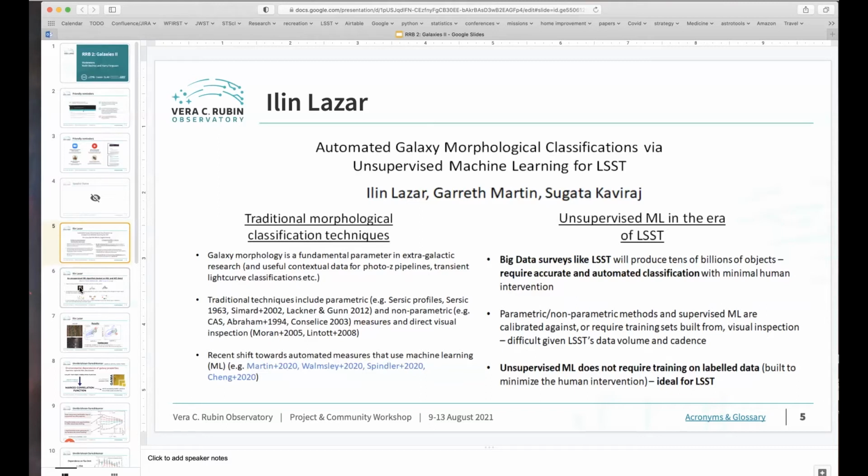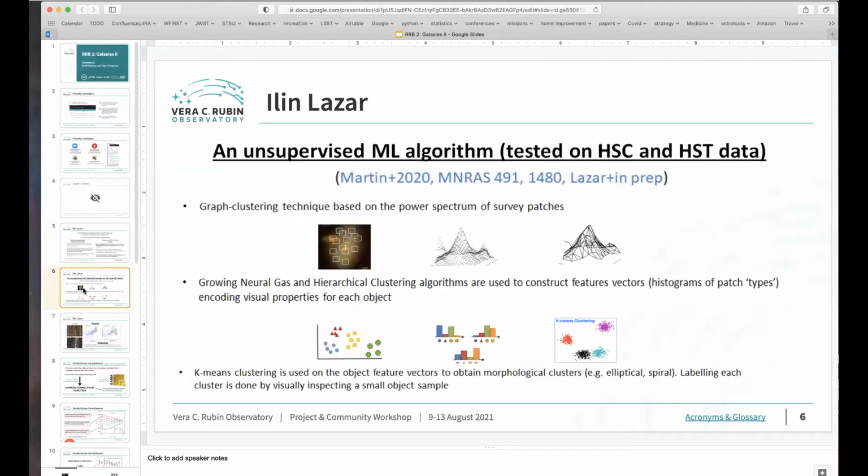On the other hand, unsupervised machine learning provides more advantages and does not require training on labeled data. For this reason, it is an ideal option to be used on data from LSST, for example. Next slide, please. The unsupervised ML algorithm that we are using is presented and described in Martin et al. 2020. Its feature space is based on extracting the power spectrum from patches within multiband survey images.